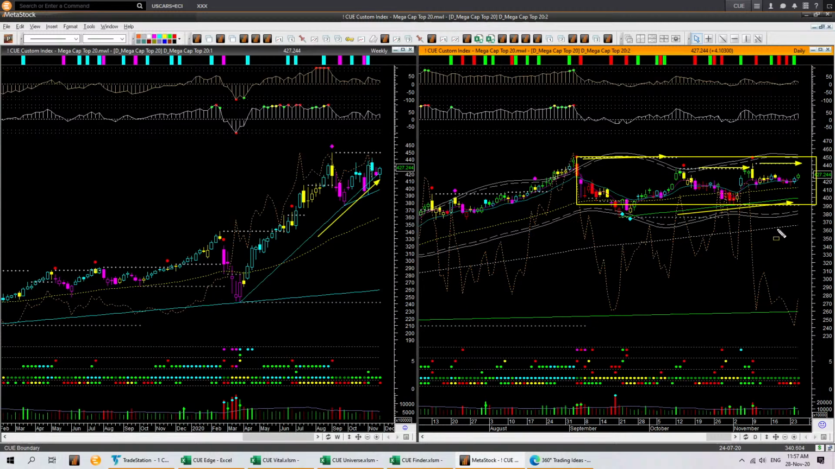Both the Megacap top 20 and the canaries in the coal mine studies are showing that megacaps are relatively weaker. That is of course shown by the relative performance also here tilting sharply down. And we came to the same conclusion when studying the major market indices.